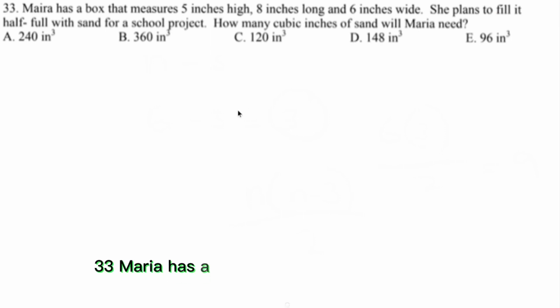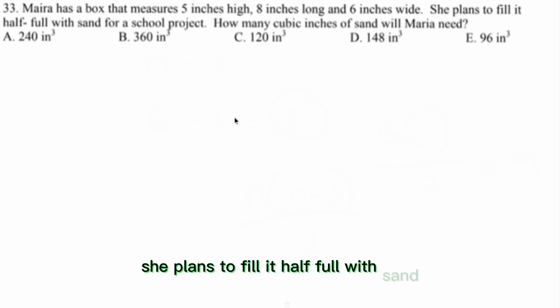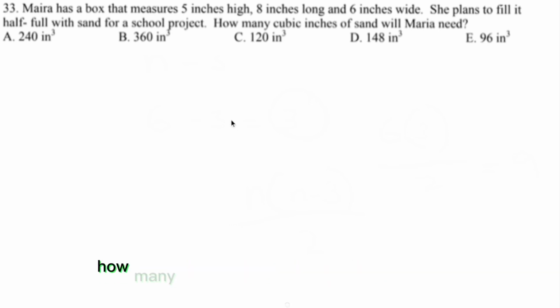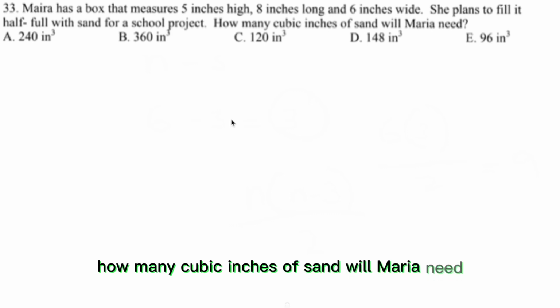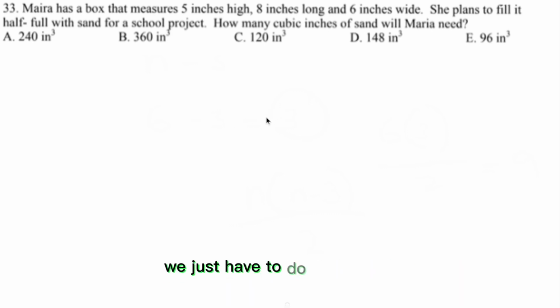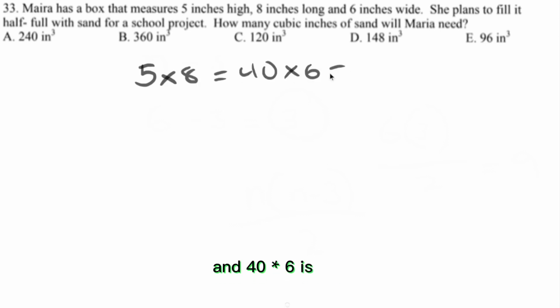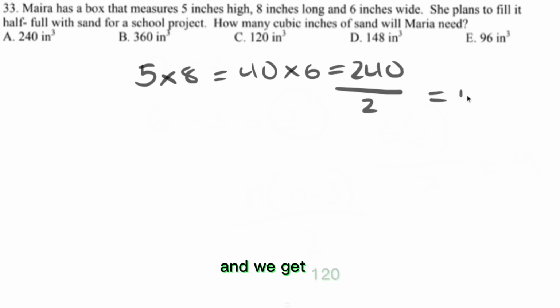33. Maria has a box that measures 5 inches high, 8 inches long, and 6 inches wide. She plans to fill it half full with sand for a school project. How many cubic inches of sand will Maria need? So to solve this, we just have to do the volume, which is length times width times height, and then divide it by 2. So in this case, it's really simple because 5 times 8 is 40, and 40 times 6 is 240, and we just divide that by 2, and we get 120, and that's your answer.